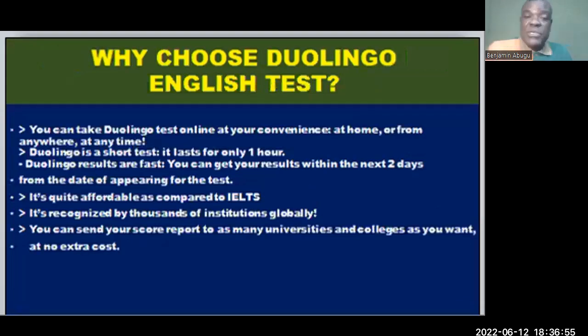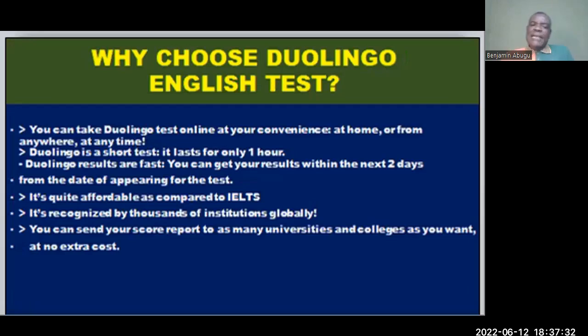Now, why should you choose the Duolingo English Test? Number 1, it is convenient. You can take the test online at your convenient place. You can take it at home or you can take it from anywhere and you can take it at any time. That's number 1. The other advantage is that the test is short. It lasts only for 1 hour as compared to IELTS where you have over 2 hours, all right?